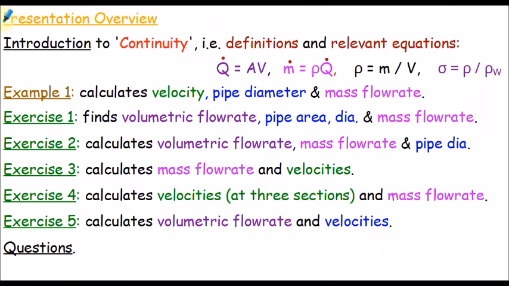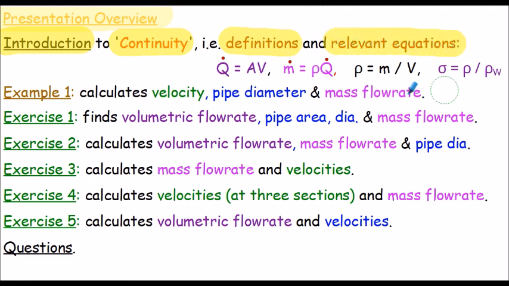Here's a brief overview of the presentation. We commence with an introduction to continuity, definition, and stating relevant equations such as the volumetric flow rate, the mass flow rate, and also refer to the mass density, which is mass divided by volume, and the relative density of a liquid, which relates to the density of fresh water. These two equations were covered in the previous presentation.